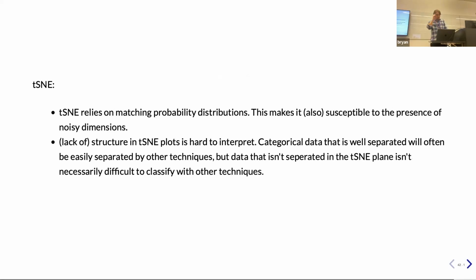TSNE is also really subject to the presence of noisy dimensions. There are some really powerful examples where TSNE will find structure in data that doesn't have any structure. It's just random noise. It's hard to interpret structure in TSNE plots. I showed the digits example where everything was really nicely separated. As I mentioned, that's the best example of any stochastic embedding technique that I've seen. I'm sure there are other cases where it works really well.